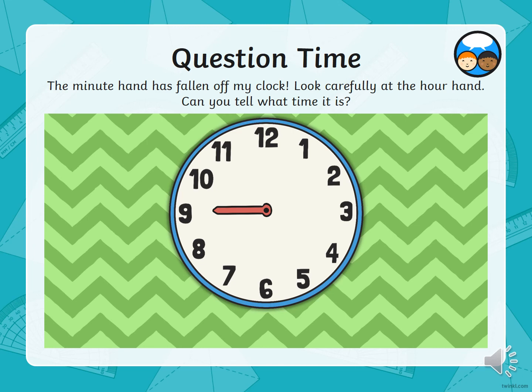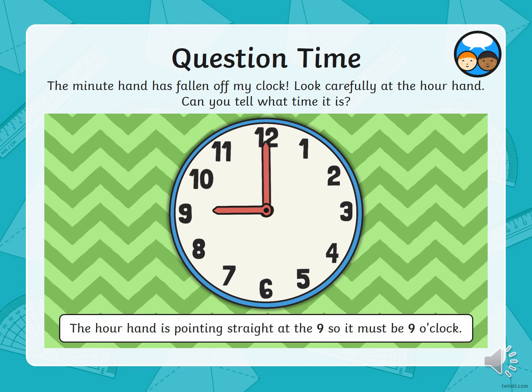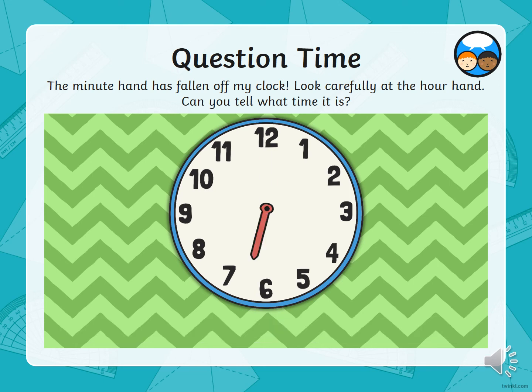The minute hand has fallen off my clock. Look carefully at the hour hand. Can you tell what the time is? Now remember, when it's an o'clock, the small hour hand points directly at the number. When it's a half past time, the small hour hand points between two numbers. So what time is this? That's right, it's 9 o'clock. The hour hand is pointing straight at the 9, so it's 9 o'clock. Well done. Let's try it.